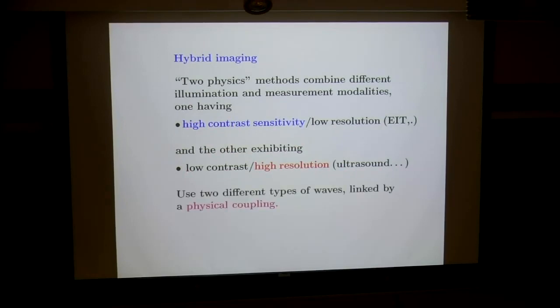So two different kinds of waves are linked by some kind of physical coupling. I'll give an example in just a moment. And the two different types of waves are chosen so that one of them is governed by an elliptic or diffusion equation, which typically has low resolution but high contrast sensitivity. And the other one is governed by a hyperbolic or real principal type operator, which, because of the good propagation of singularities, is high resolution. And if you can couple these in the right way, you can get the best features of both.